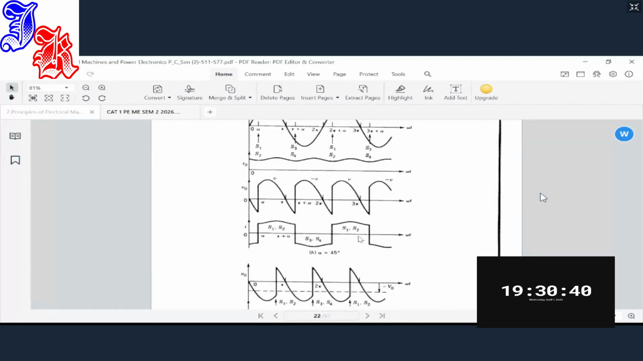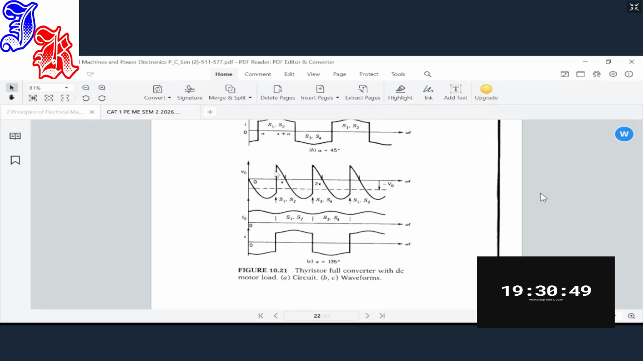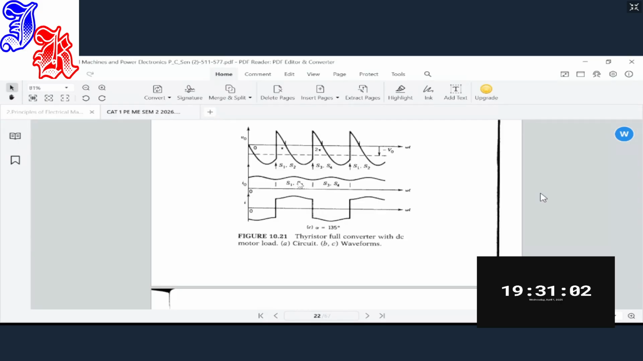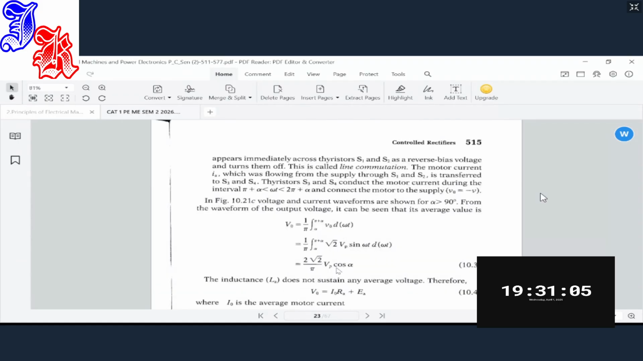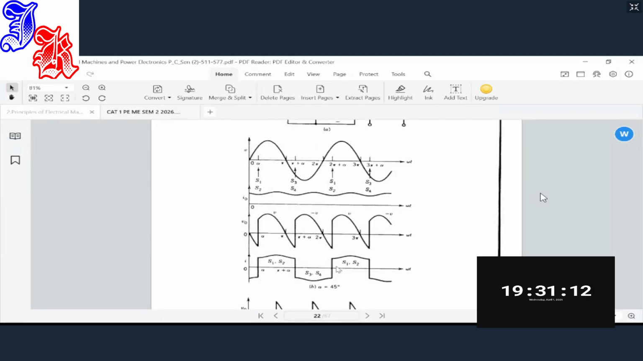But if you ignite it at an angle greater than 90, remember the curve was full here. So if you ignite it at an angle greater than 90, the end result of this equation will be a negative value, which means now the machine is acting as a generator.